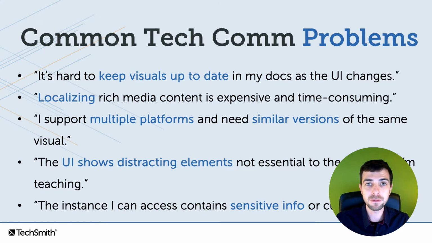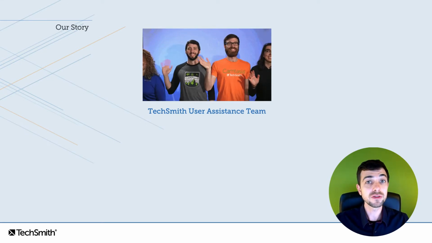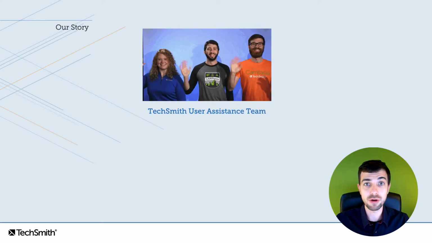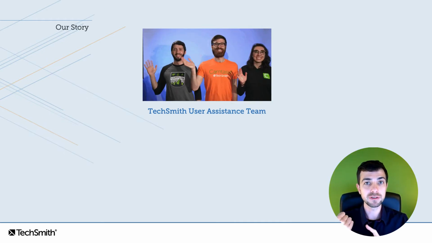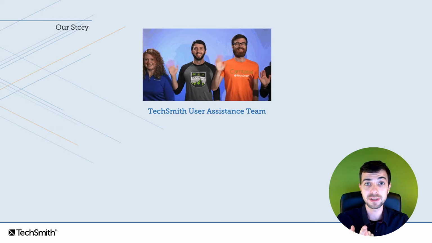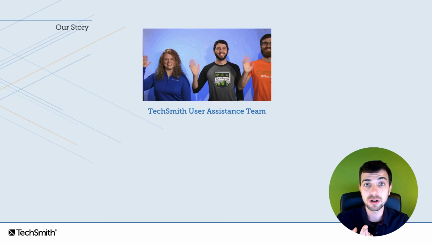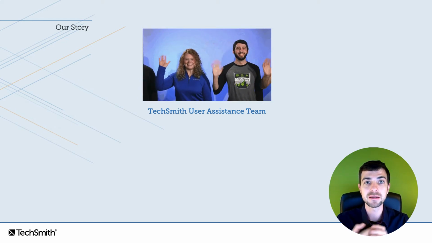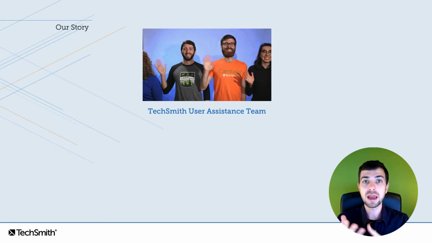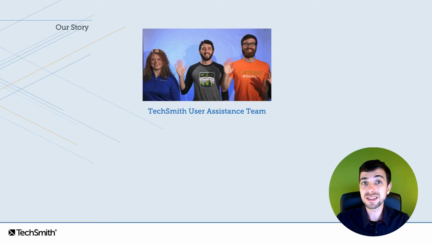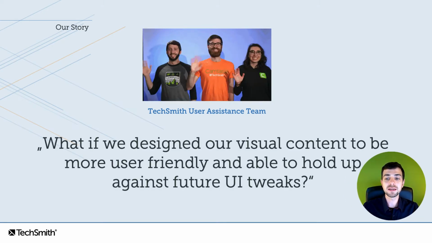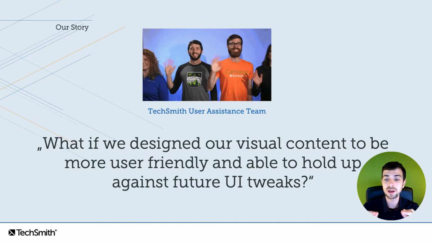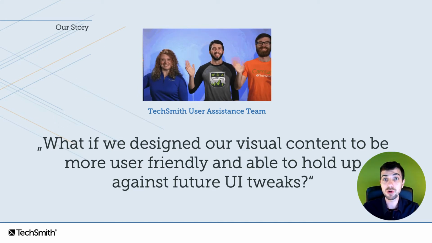And I think these problems are very common, and I'm not gonna lie, we also had those same problems internally at TechSmith on a regular basis, right? Our stuff was going out of date very quickly. It was visually rather complex, so it was hard for our users to see and follow that content in all necessary cases. Localization was being difficult. And so our user assistance team took a step back and they asked themselves, well, what if we designed our visual content to be more user-friendly and able to hold up to those UI tweaks?